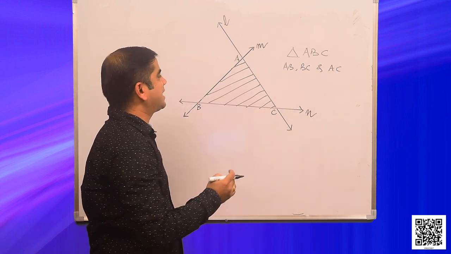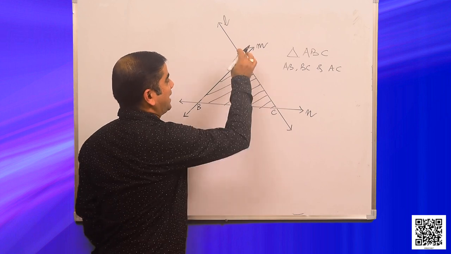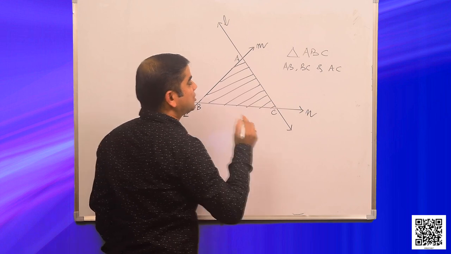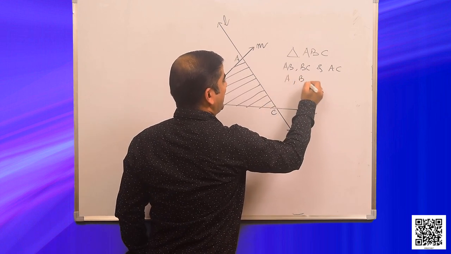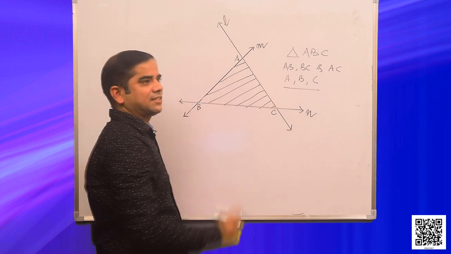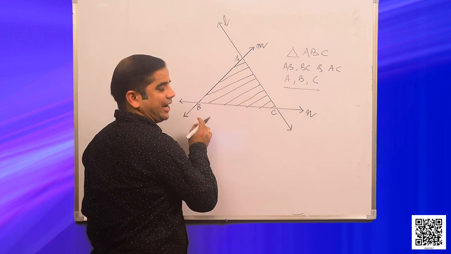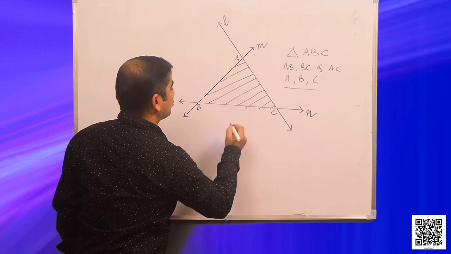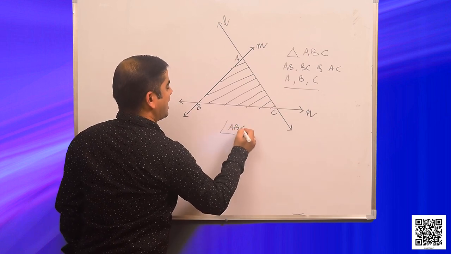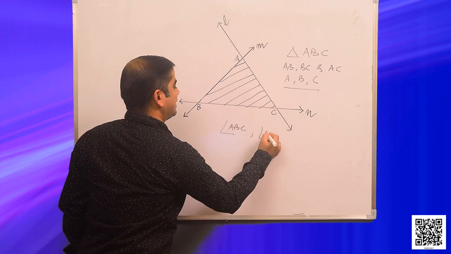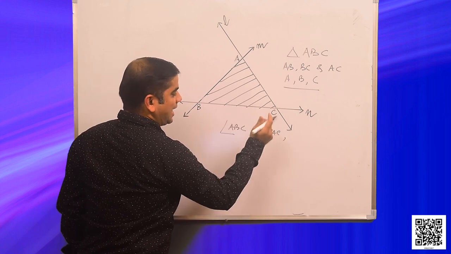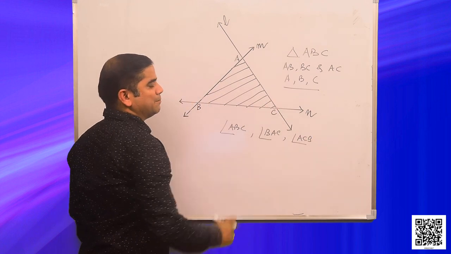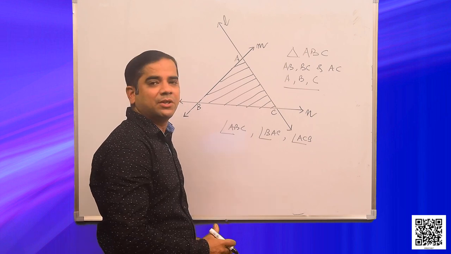And the points of intersection of the lines, those are point A, point B, point C, are called the vertices of the triangle. A, B and C, they are the vertices. At every vertex, the triangle is forming angles. Those are angle ABC at vertex B, angle BAC at vertex A, and angle ACB at vertex C. So these are the basic concepts of a triangle.